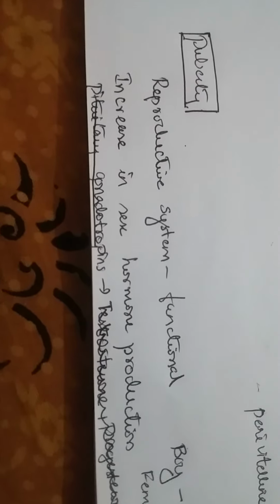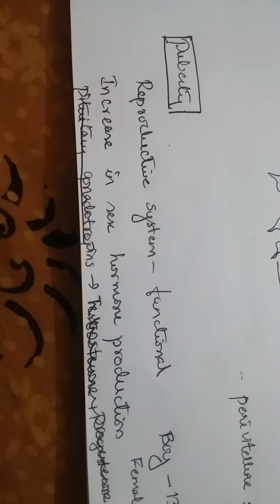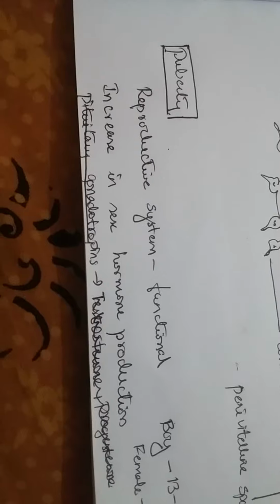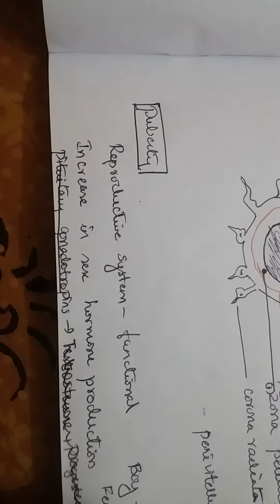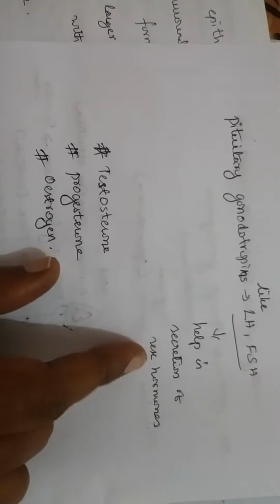When this reproductive system becomes functional, there is an increase in the sex hormone production, and this sex hormone production is induced by pituitary gonadotrophins secretions. These pituitary gonadotrophins are like follicle stimulating hormone and the luteinizing hormone. They help in the secretion of sex hormones. The male sex hormone is testosterone, and there are two female sex hormones, namely progesterone and estrogen. Whenever testosterone is produced in the male, it makes the male reproductive system functional. Whenever progesterone and estrogen are produced in the females, then the female reproductive system becomes functional.